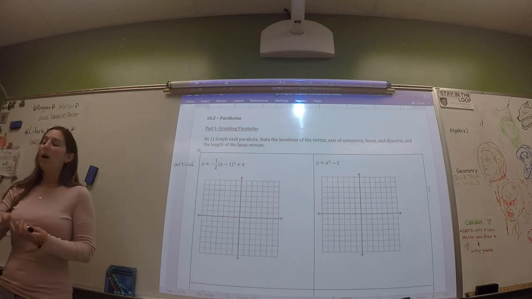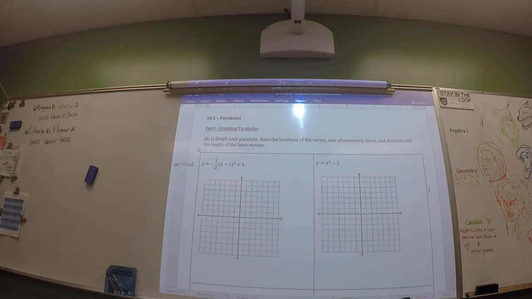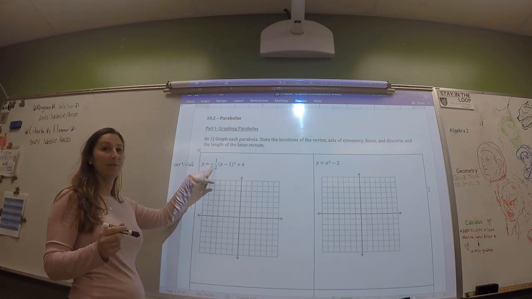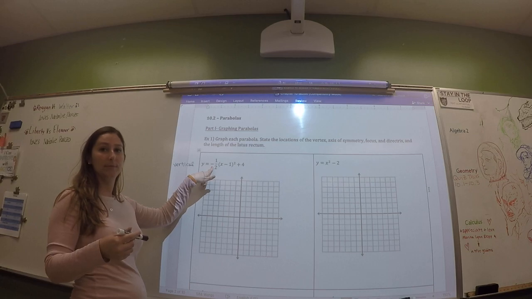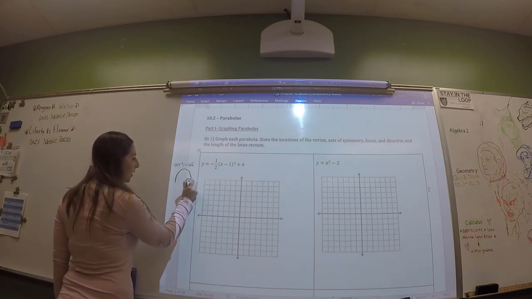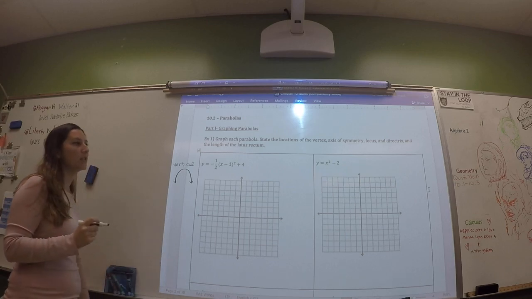The next thing we're going to determine is the direction of opening, because if we know the direction of opening, we have a general idea of what it looks like. Because this is negative, it's going to go down. If it's positive and it's vertical, it would go up. So it's vertical and it's going down.